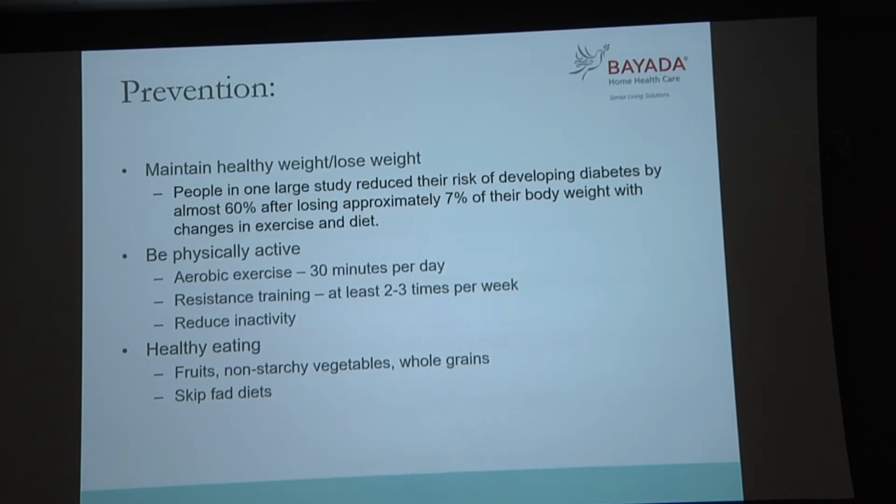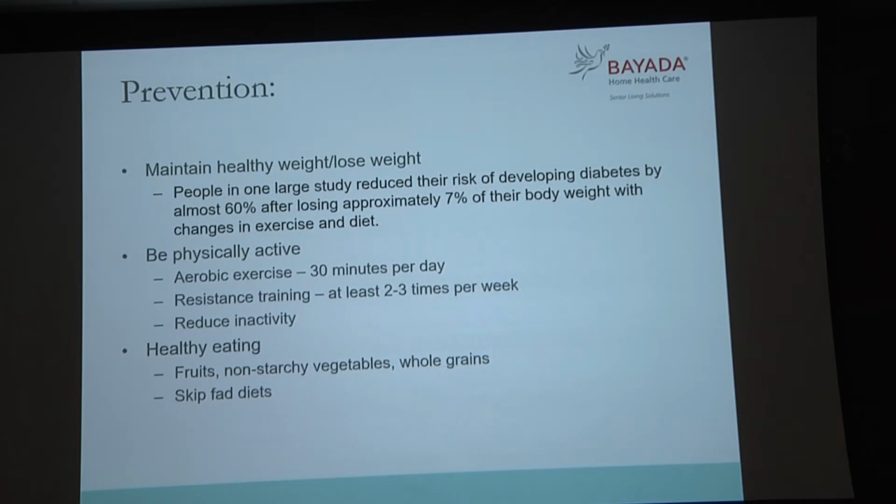Some ways to prevent it: be physically active. Aerobic exercise 30 minutes per day, resistance training at least 2 to 3 times per week, and then reduce inactivity. So even if you're not actively exercising, you may be taking the stairs if you feel up to it, or just taking a walk around the building. Just simple things like that. At last month's health talk, we went through some fitness ideas. There are different things you can do, even leisurely activities, going outside when it's nice. All those things reduce inactivity and help prevent these kinds of illnesses.